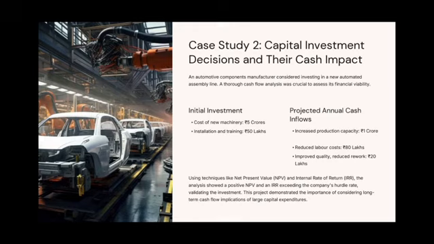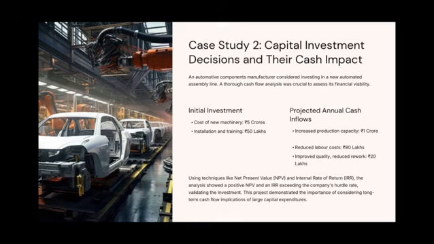An automotive components manufacturer considered investing in a new automated assembly line. A thorough cash flow analysis was crucial to assess its financial viability. So the initial investment, the cost of new machinery, is 5 crores. The installation and training was 50 lakhs.